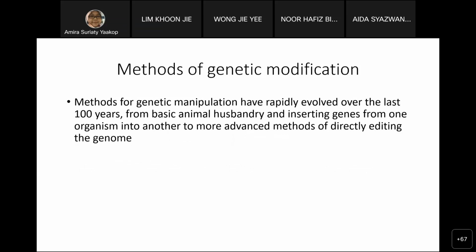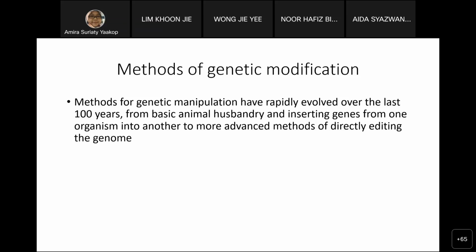So there are a lot of methods actually for genetic modification. Methods for genetic modification have rapidly evolved over the last 100 years, from basic animal husbandry and inserting a gene from one organism to another, to more advanced methods of directly editing the genome. So currently the famous one is CRISPR. By now you already know what CRISPR is. With CRISPR you can cut wherever you want. You can cut the gene wherever you want. Previously we needed a selected location, we must make sure the gene sits at a place where the restriction enzyme can cut, something like that. But now, you can cut it whenever you want.